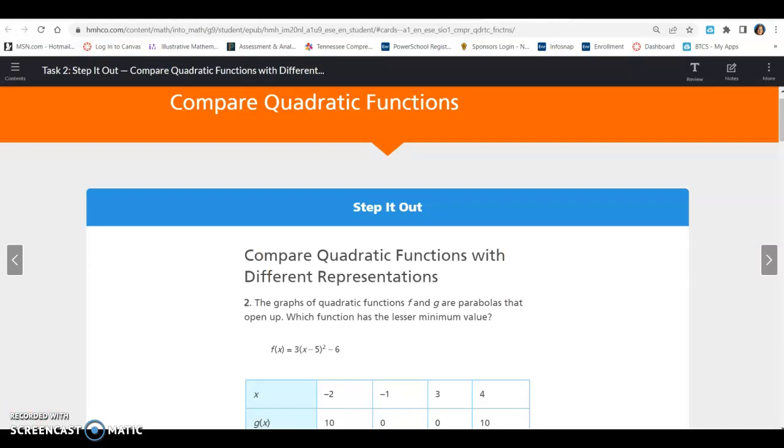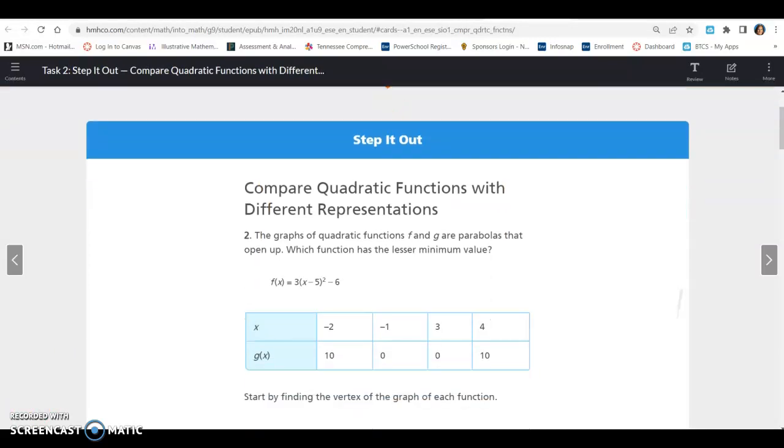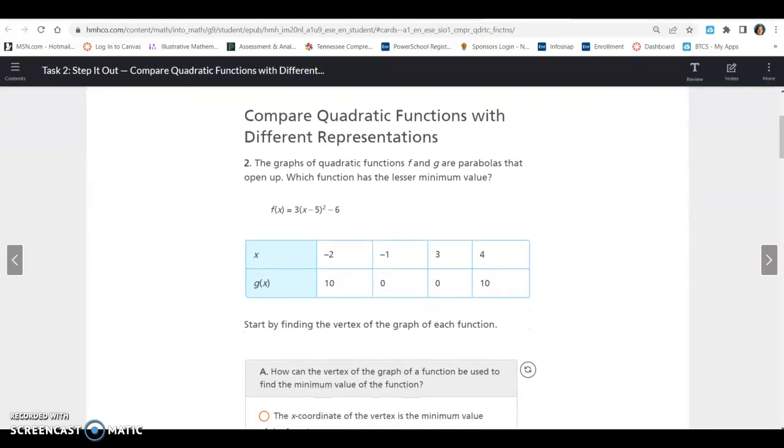Lesson 19.4, task 2. Compare quadratic functions with different representations. The graphs of quadratic functions f and g are parabolas that open up. Which function has the lesser minimum value? All right, so you can see f of x is in vertex form, so we can easily see that the vertex is 5, -6. G of x is given to us in a table.